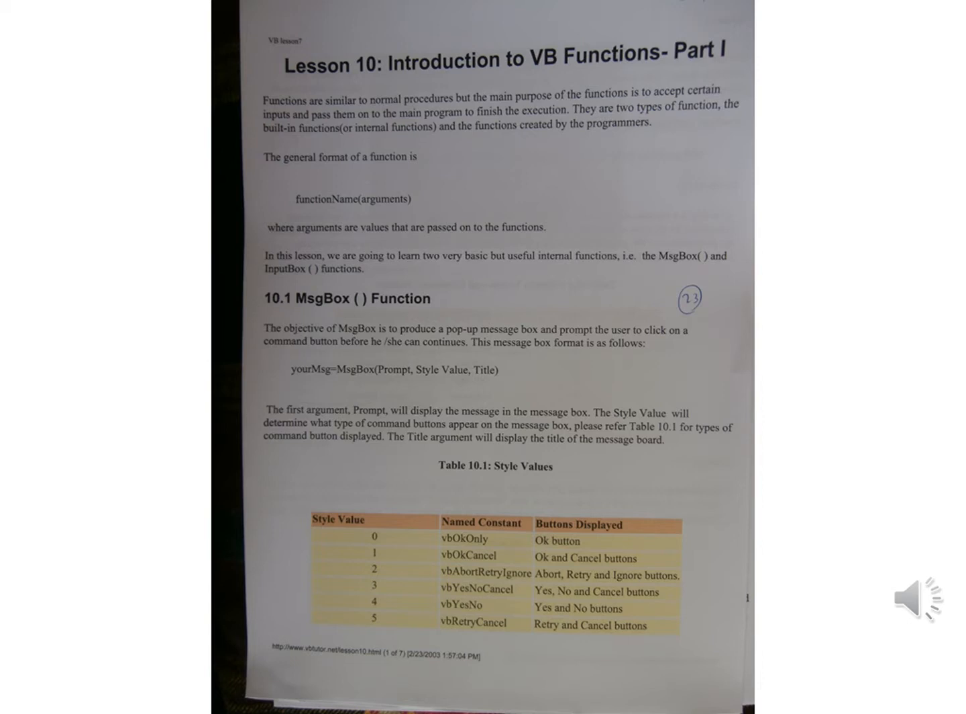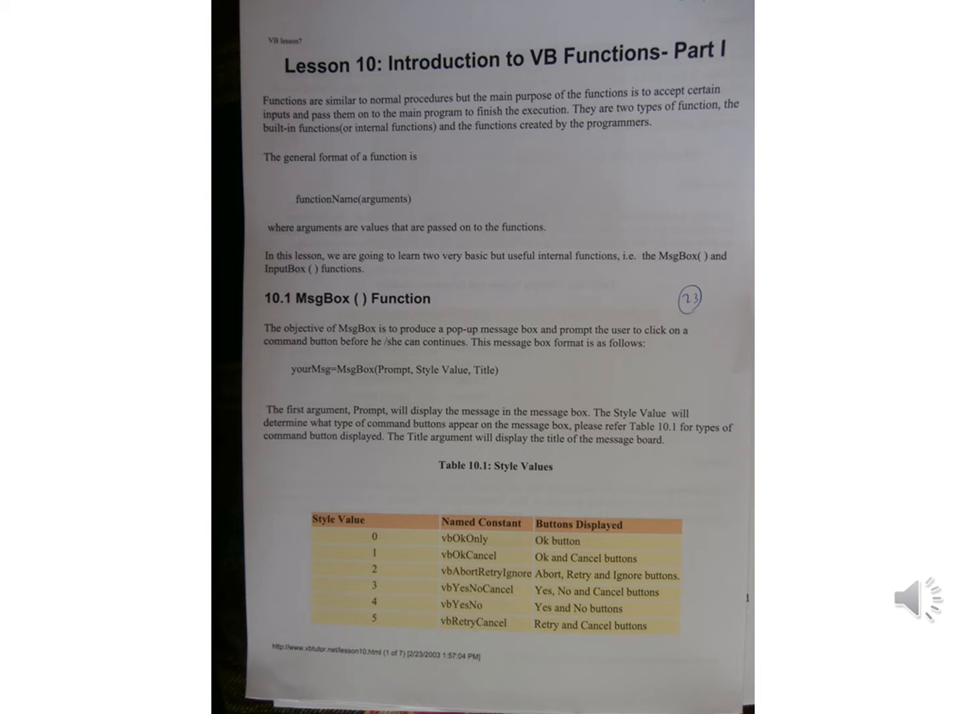The object of the message box is to produce a message box and prompt the user to click on a command button before he can continue. This is the message box function. A message box will come out and ask the user to make a selection, and the user has to click something, and then they will proceed. The message box format is written this way: your message equals message box, in the brackets prompt, comma, style value, comma, title.